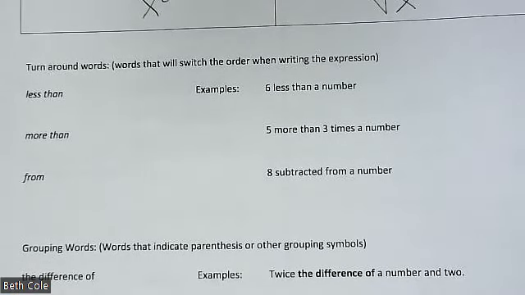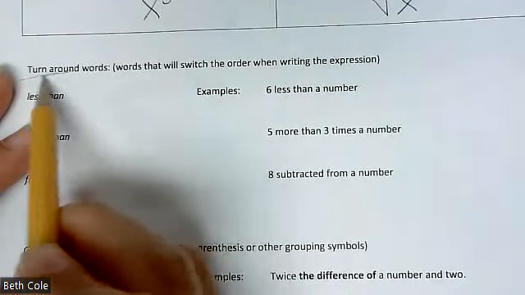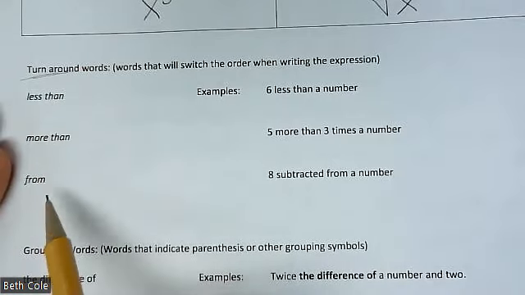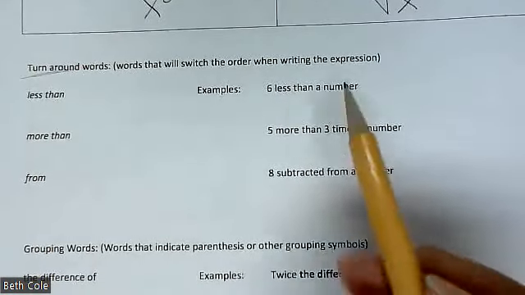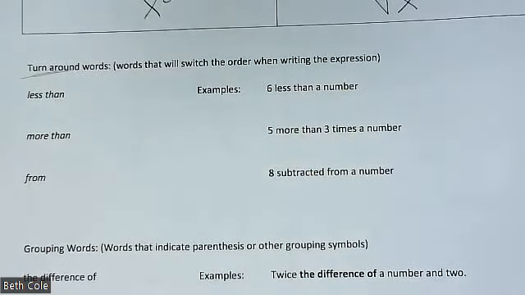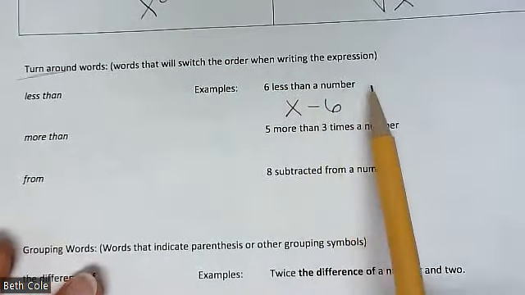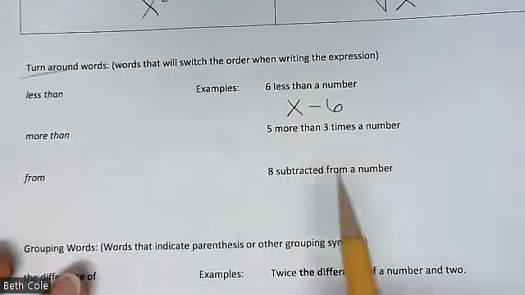All right, so now we're going to practice actually writing some of these in symbols. Sometimes the words will turn them around, like it will reverse what you're doing. So if you see less than, more than, or from, it's going to reverse it. For example, if you have 6 less than a number, it means you have your number and then 6 less than that. So it would be x minus 6. And I'm using x just because that's normally what we're familiar with. You could really use any letter of the alphabet that you want. But do you see how it turned it around? 6 less than a number is x minus 6.